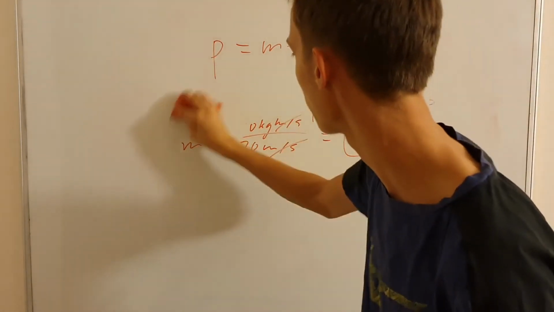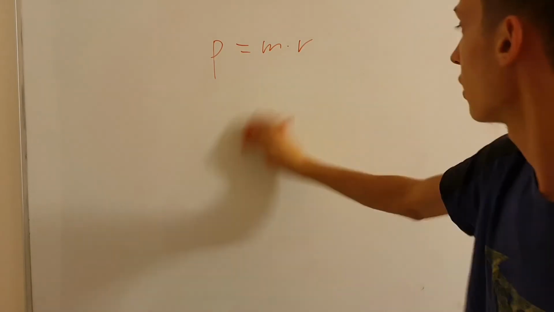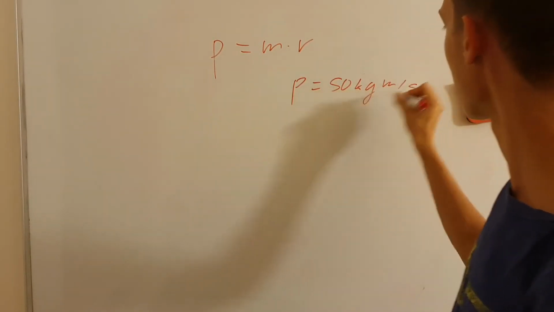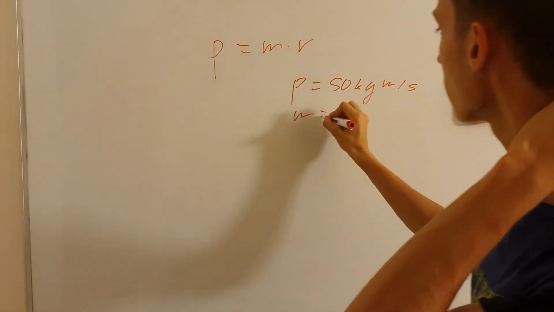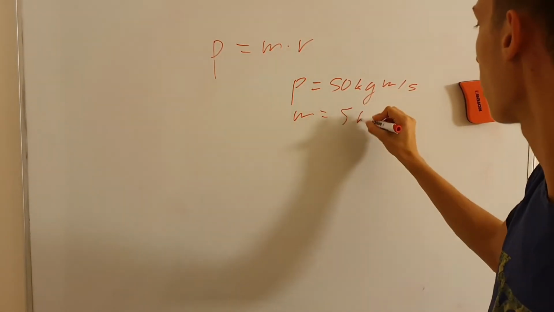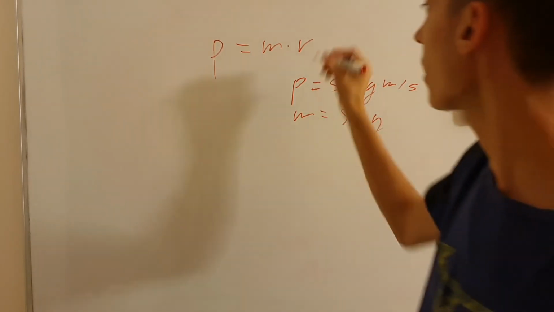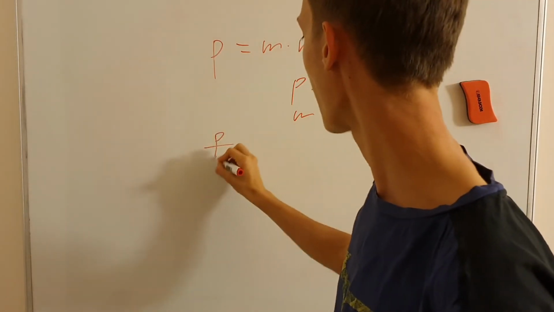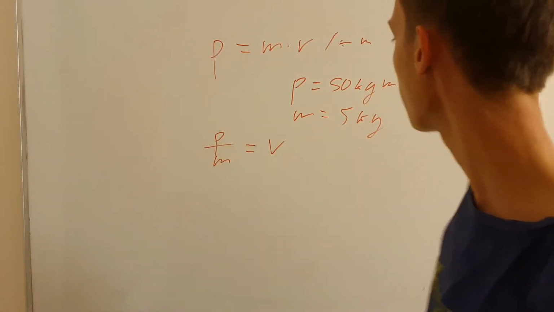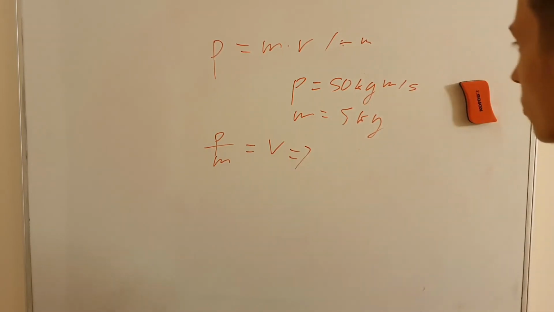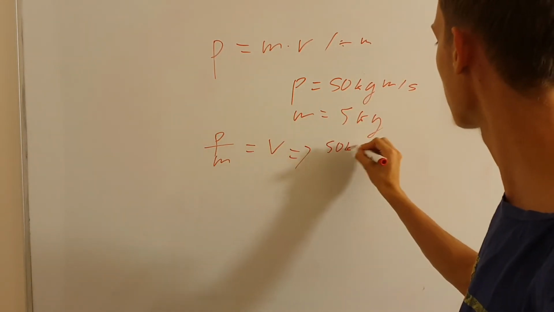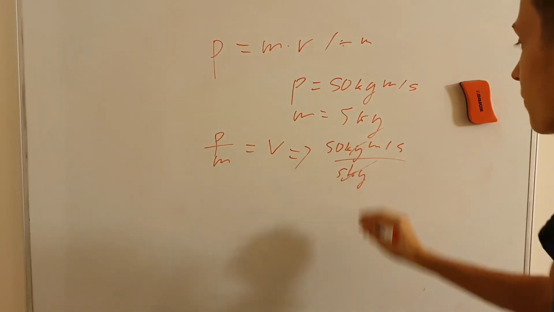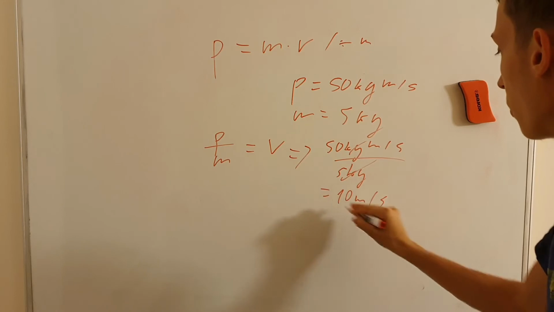So I can also do an example when you're looking for the speed. Let's say that the momentum is 50 kilograms meters per second and the mass of the object is 5 kilograms. In such case, how do I get the speed? Well, divide both sides by m and then I get p over m, so momentum over mass is equal to the velocity. Therefore, I can calculate the velocity to be 50 kilograms meters per second over 5 kilograms. And that means I get 10 meters per second for the velocity.